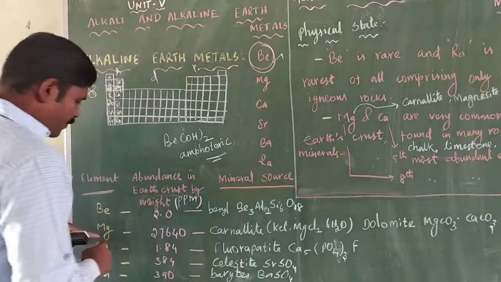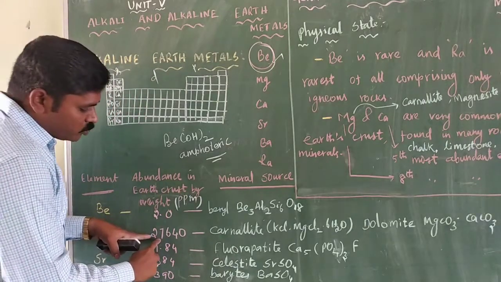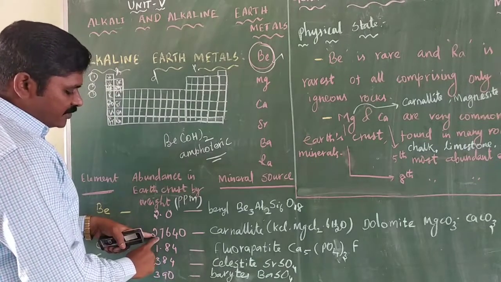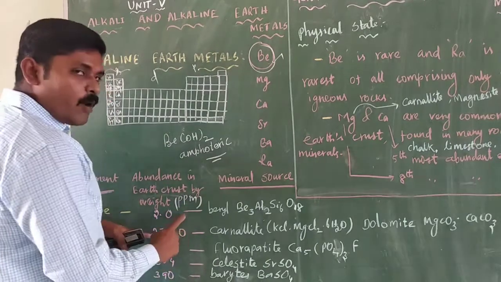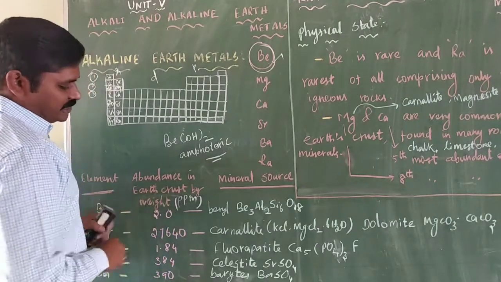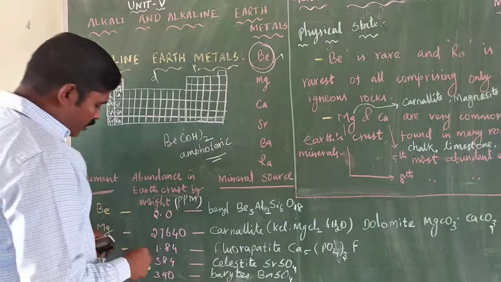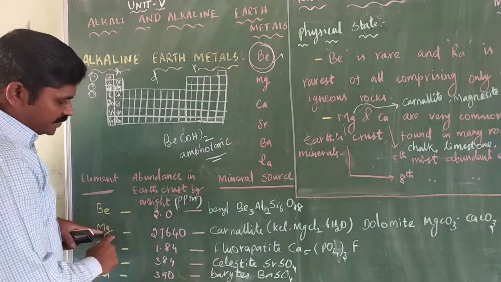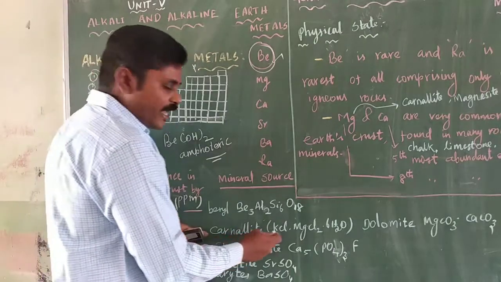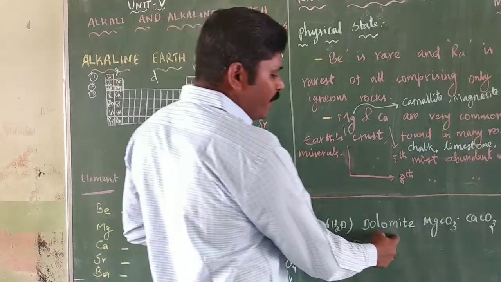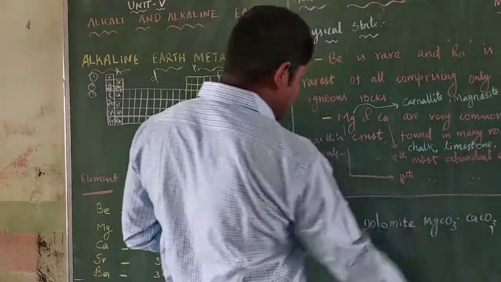Okay. So the magnesium, 27,640 parts per million abundance in earth crust. Okay. So the mineral source of magnesium, carnallite, potassium chloride dot magnesium chloride 6H2O. Dolomite, magnesium carbonate and calcium carbonate.